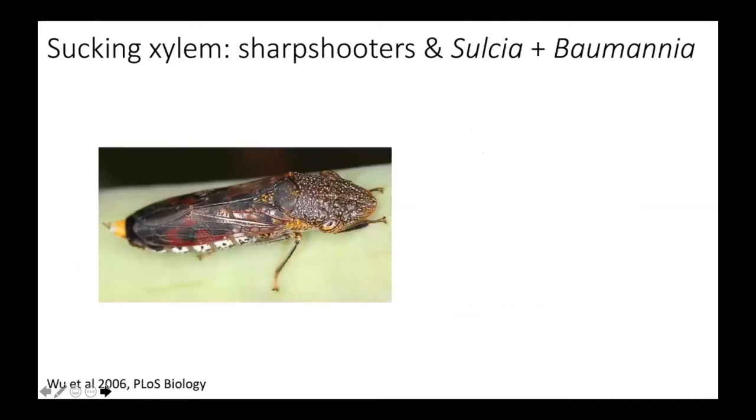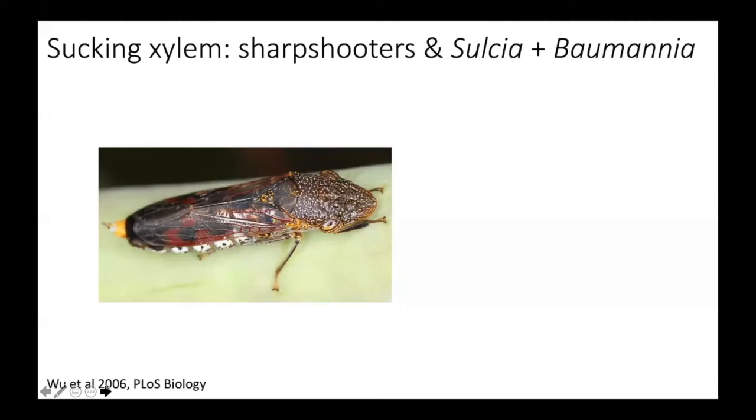So as a second example, as the other type of sucking insect, this is a xylem sucker. You may have seen this. It's called a sharpshooter. You've probably seen it in your garden. This particular insect is the glassy-winged sharpshooter. It's a type of leafhopper, and these guys drink xylem sap, which is even poorer in nutrients than phloem sap.